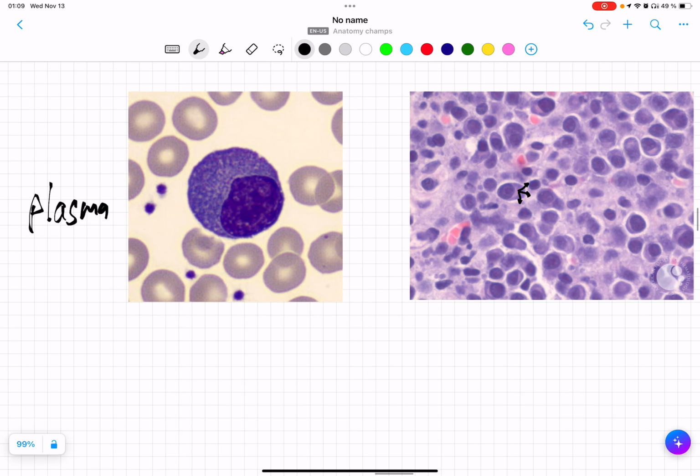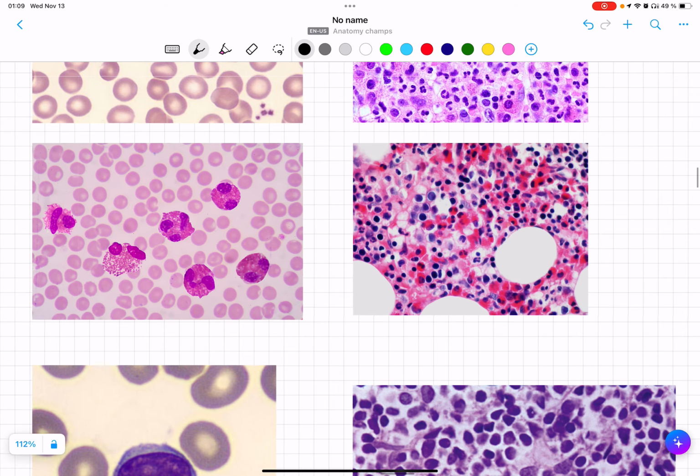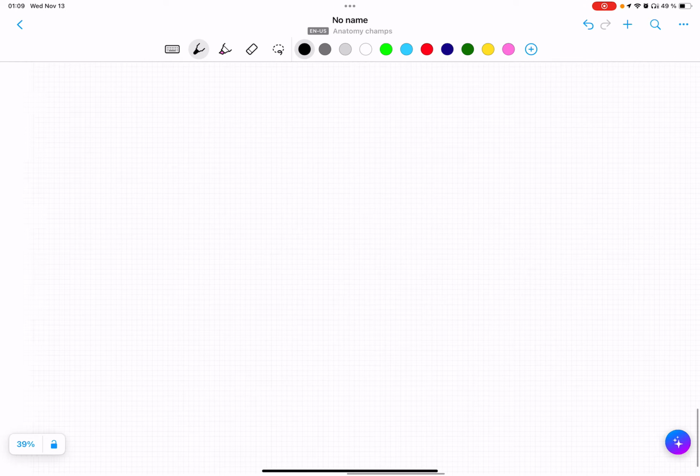This is a blood image, and this is the biopsy image. The image of cells in the blood and the image of cells in the biopsy is quite different. For example, you can see it here, you can see it here, you can see it here. Don't worry, I will explain this.